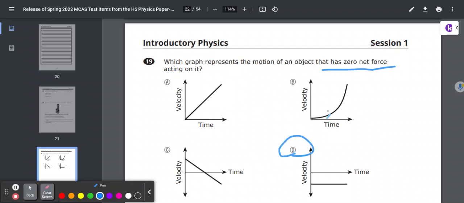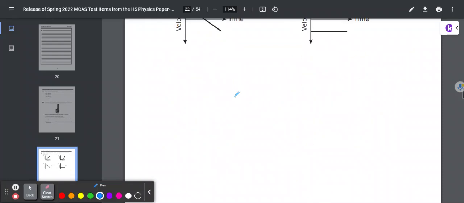Obviously, this one has a changing acceleration. This has a positive constant acceleration. This has a negative acceleration. But the acceleration of this one is zero because the slope is just a horizontal line, which is zero. Let's move on.